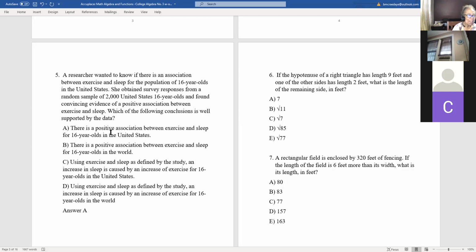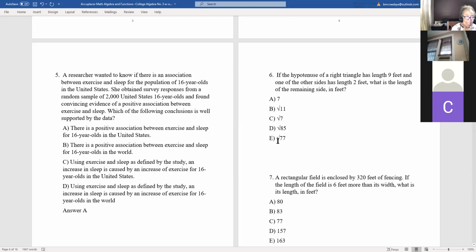Now, do you remember Pythagorean? Yeah, A square plus B square equals C square. What is Pythagorean? The formula is A square plus B square equals C square. Okay.